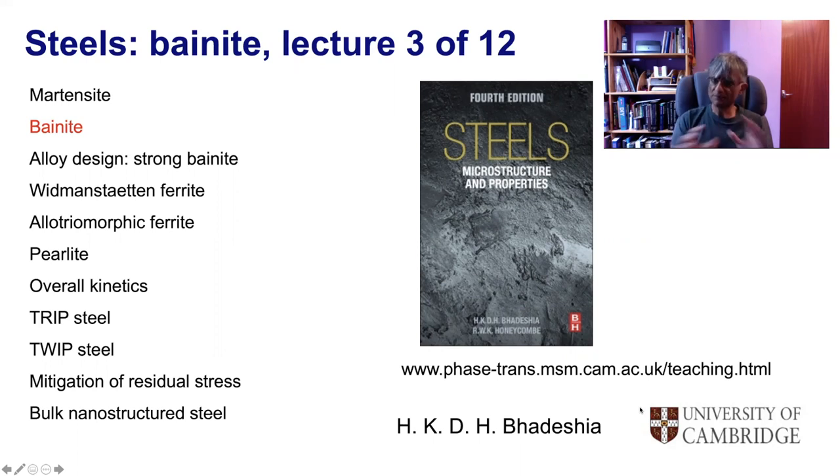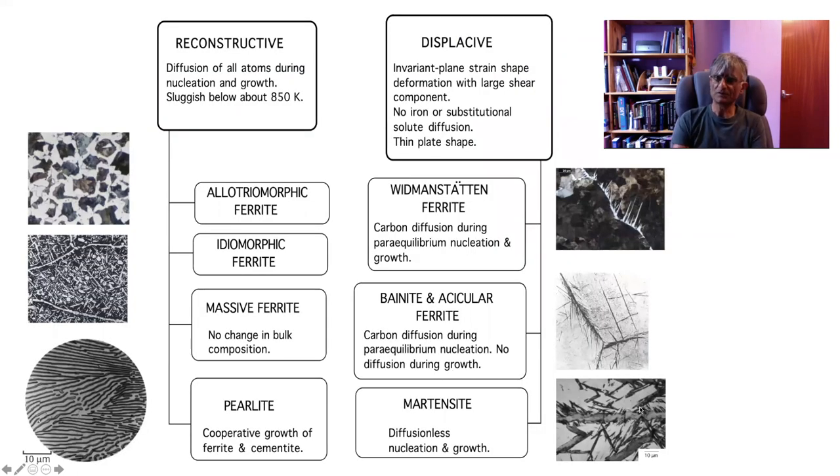Now, I'll begin by emphasizing the difference between the displacive transformations and the reconstructive transformations. The displacive transformations all lead to a plate-shaped transformation product. So here we have martensite plates, here we have bainite, and this is Widmanstätten ferrite. And of course, we have seen in the lecture on martensite that this is a consequence of the shape deformation accompanying these transformations. The reconstructive transformations can only happen at a perceptible rate when the temperature is roughly over 600 degrees centigrade, because that's when the iron and the substitutional atoms become relatively mobile.